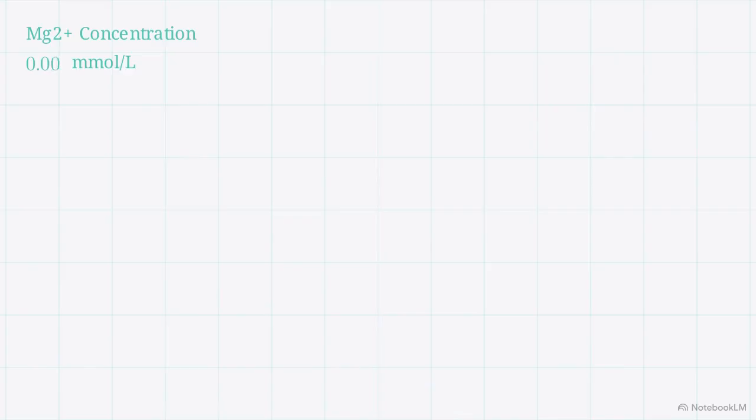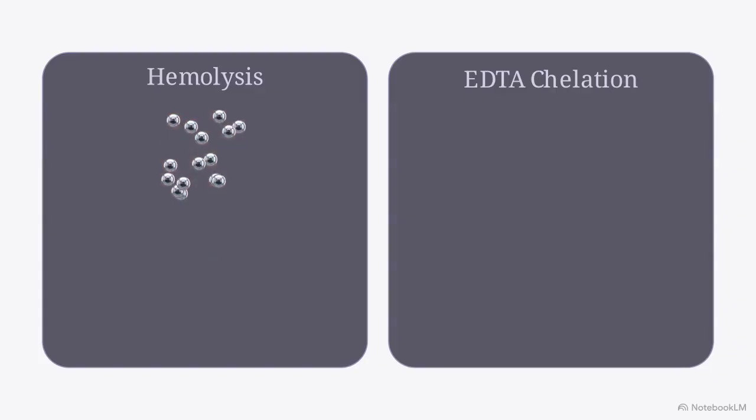If a magnesium test is run on an EDTA tube, the chemical instantly binds every magnesium and calcium ion, pulling them entirely out of the active analytical measurement phase. These two errors dictate opposite, lethal consequences.